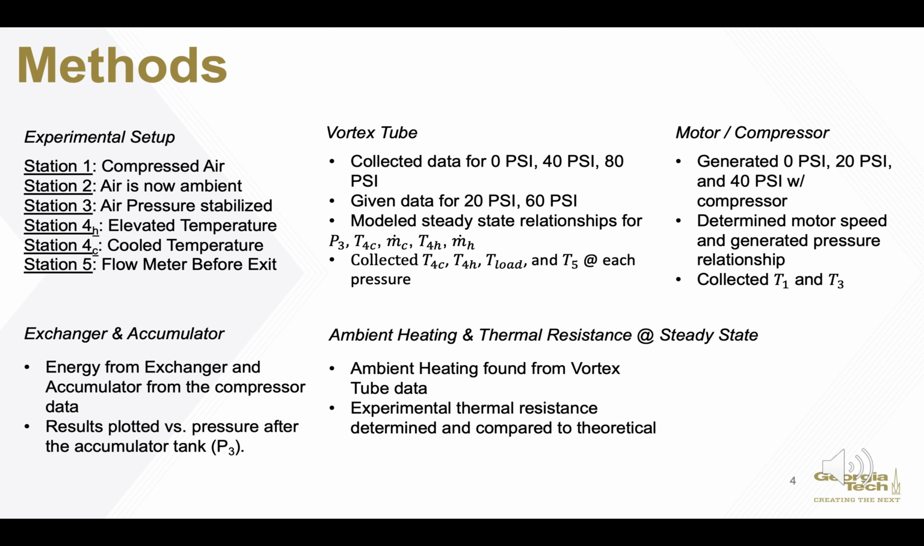Before we dive into what we did and what the results were for week 1, we're going to describe briefly the experimental setup. There were 5 stations. Station 1 starts with compressing the air. By the time we get to station 2, the air is also cooled to an ambient temperature. At station 3, the air has been stabilized. And finally, it splits off and ends up either at 4H or 4C.